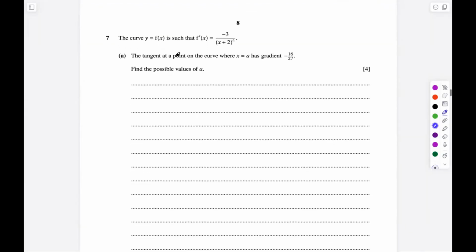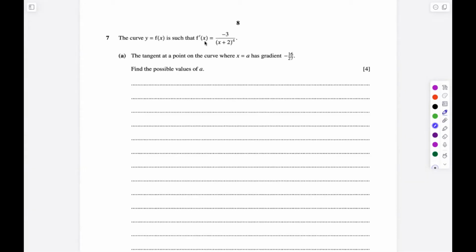Question 7, the curve y equals f of x is such that f dash of x is equal to minus 3 upon (x plus 2) to the power 4. The tangent at a point on the curve where x equals a has a gradient of minus 16 upon 27. We have to find the possible values of a.